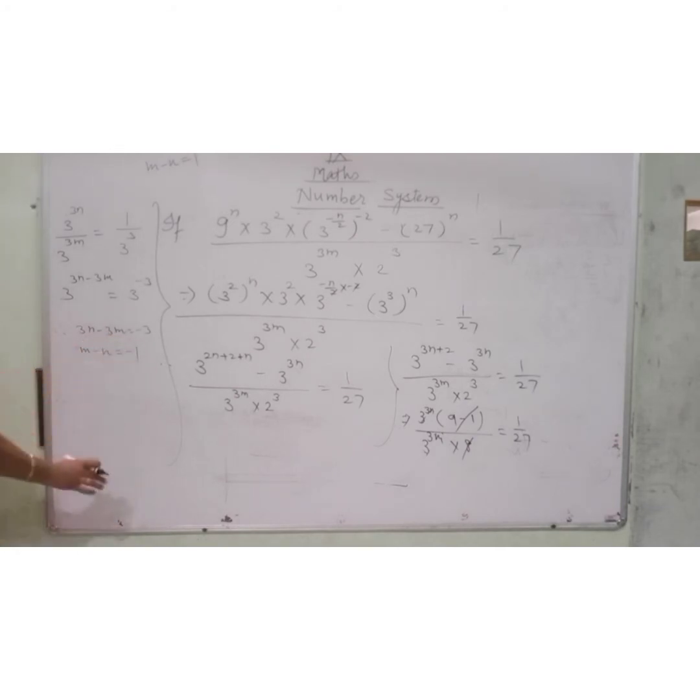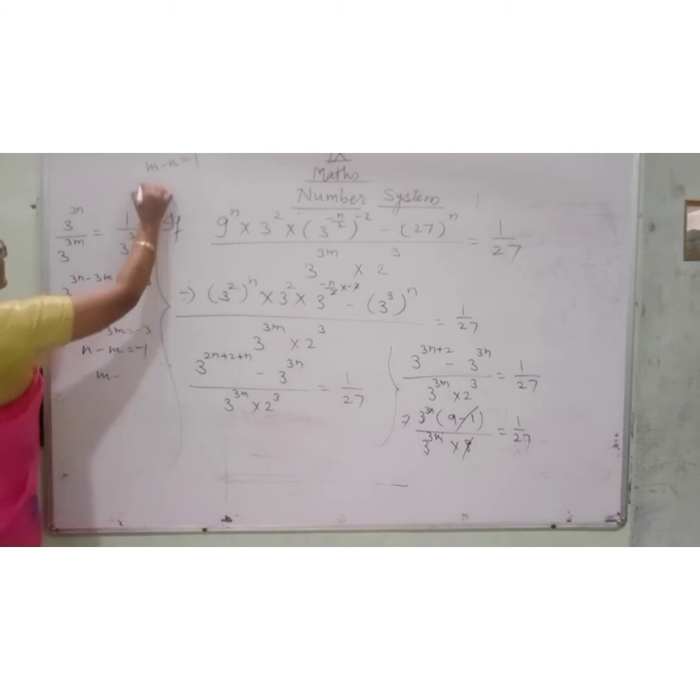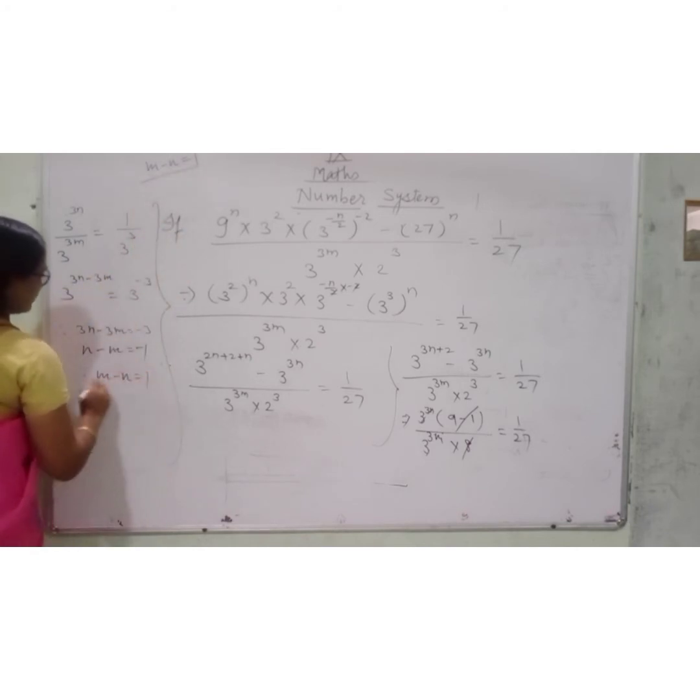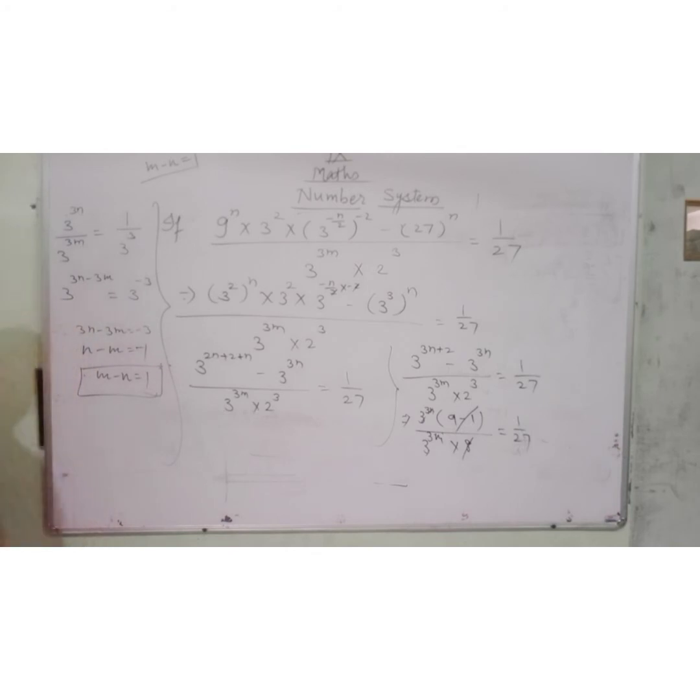Take the reciprocal of the whole question. So n minus m is equal to 1. Therefore m minus n is equal to minus 1. Therefore m minus n is equal to 1. We proved it. Okay.